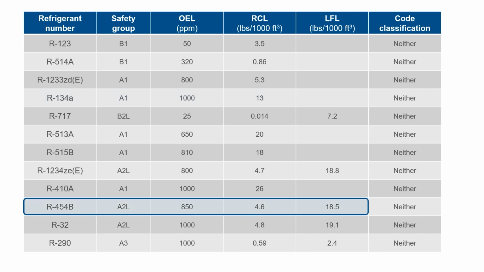Now let's look at Class A2L refrigerants like 454B, for example. This refrigerant is Class A because its OEL is greater than or equal to 400 parts per million, but it is a Class 2L flammable refrigerant, so the table includes a lower flammability limit, or LFL, which is 18.5 pounds per 1,000 cubic feet. The RCL for nearly all flammable refrigerants is typically controlled by the flammability limits, which is defined by dividing its LFL by a safety factor of 4.